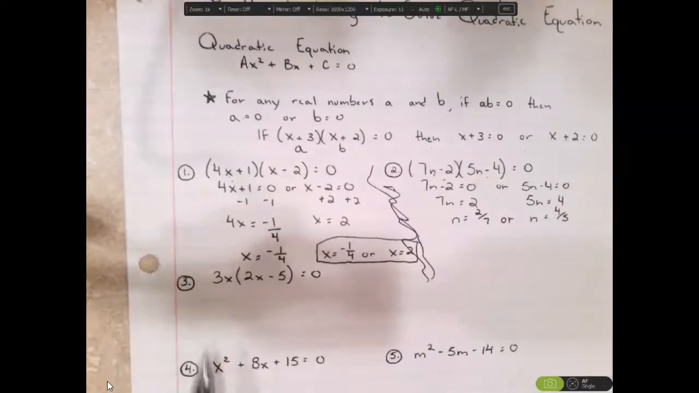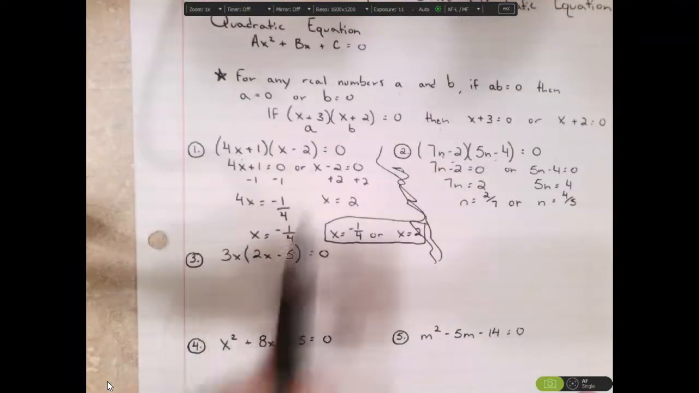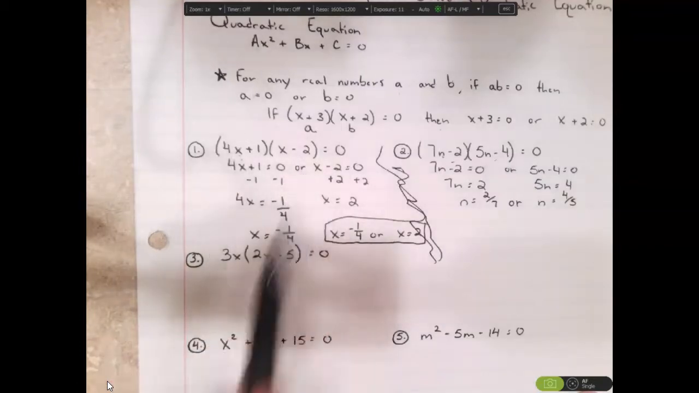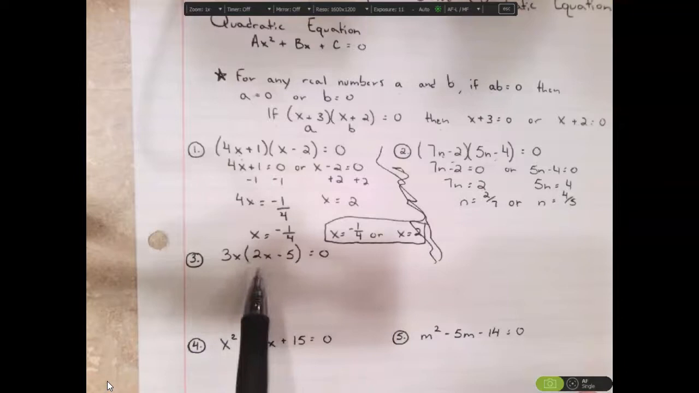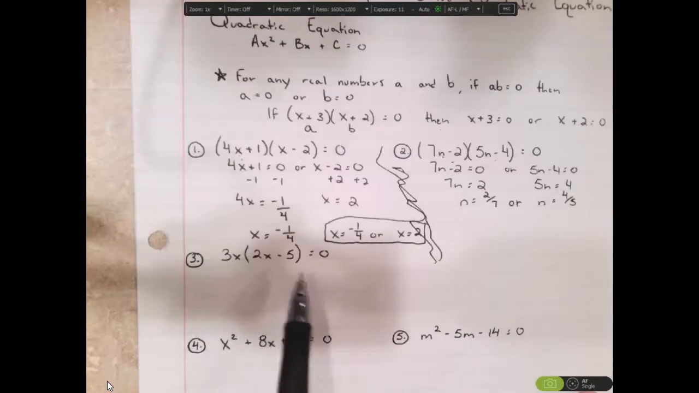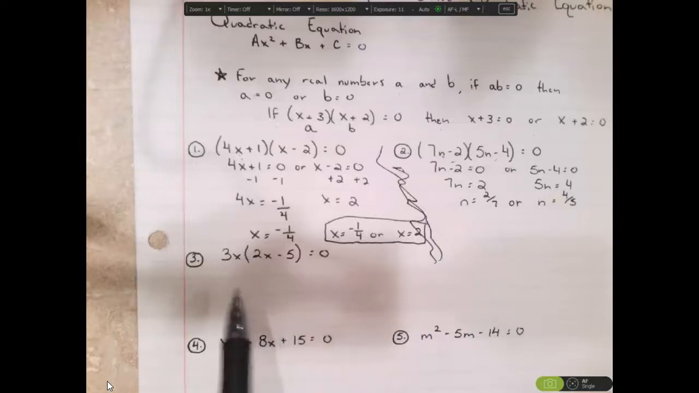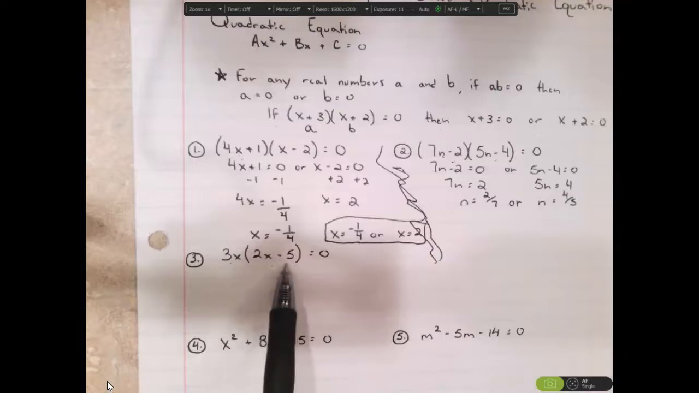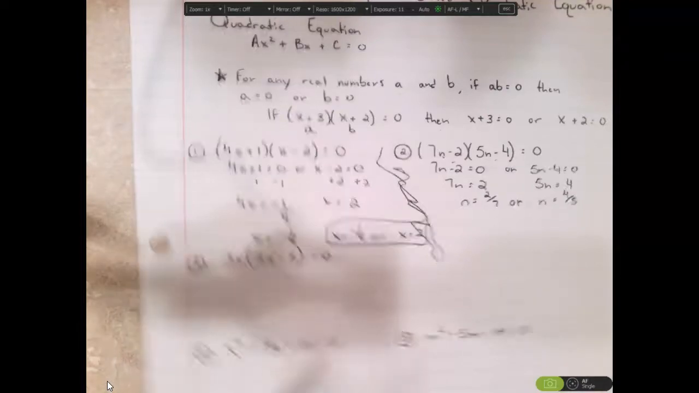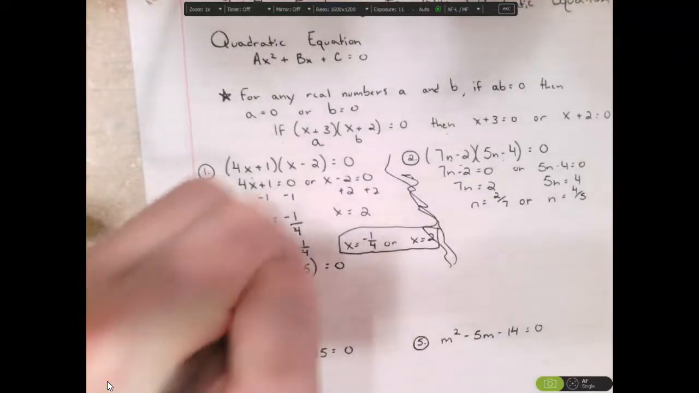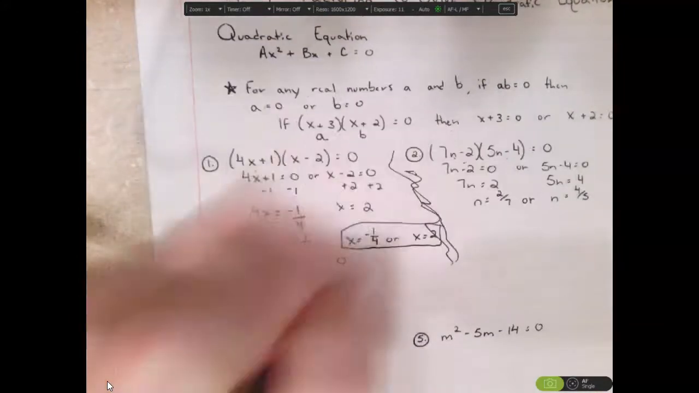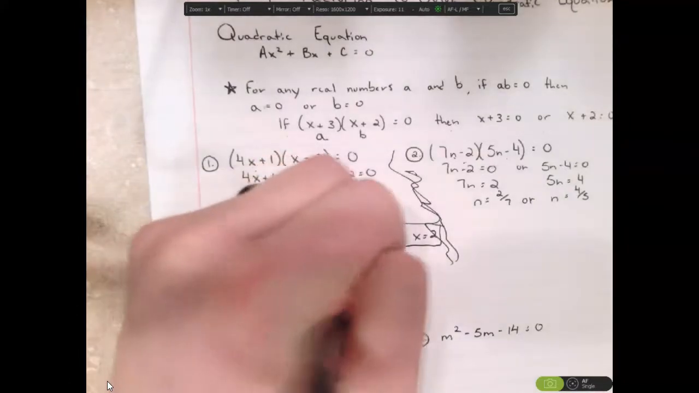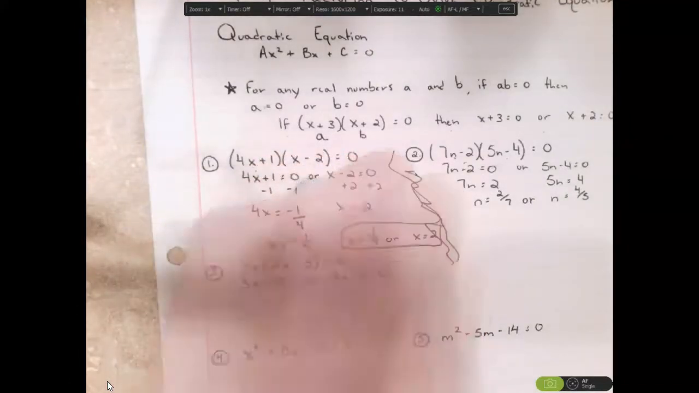If we look at number 3 here, notice number 3 is a little different. We don't have two parentheses. We have 3x times the quantity, 2x minus 5. You can still look at this as one, guys, as an a and a b. Your a being 3x, your b being 2x minus 5. So if I set my a equal to 0, I'm going to have 3x equals 0, and my b would be or 2x minus 5 equals 0.